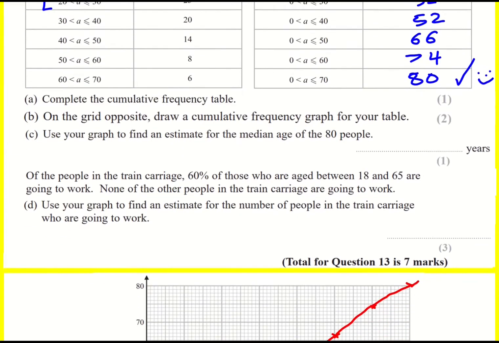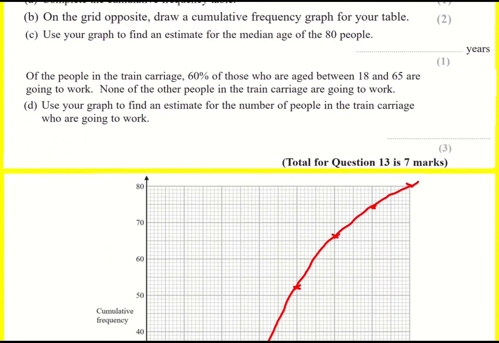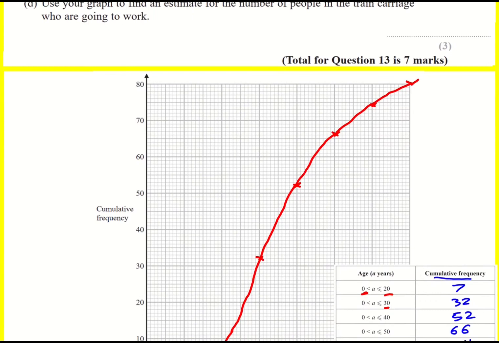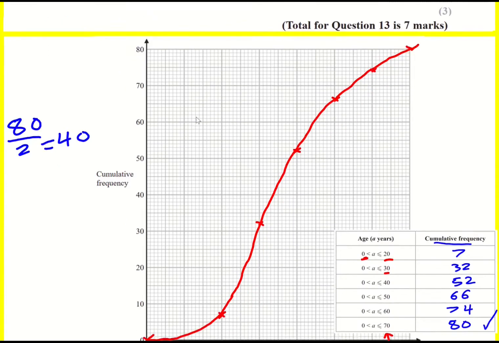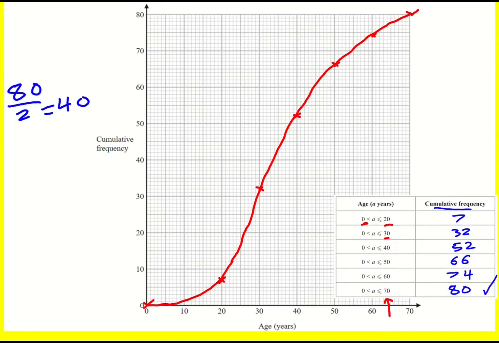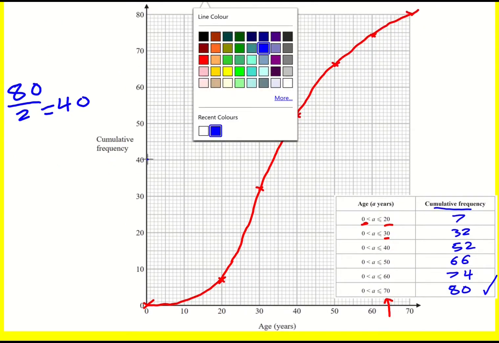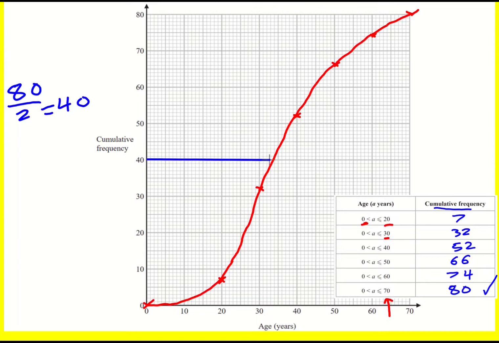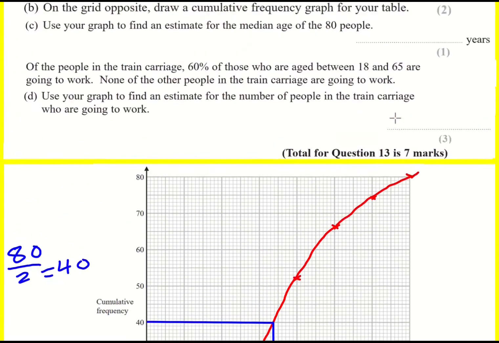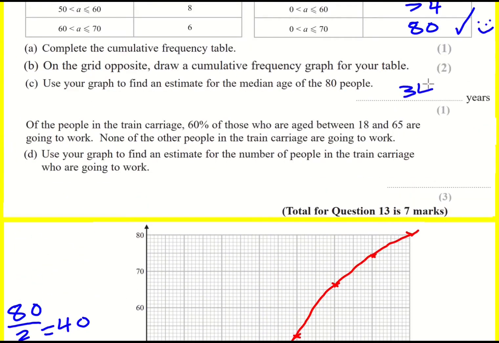Use my graph to find an estimate for the median age of the 80 people. So because it's 80 people, the middle value is going to be 80 divided by 2, 40. We're going to be looking at the 40th person. So from 40, and I would strongly advise you that you draw these lines on your diagram because it will be dependent on your diagram. Okay, I get 34. 34 years.